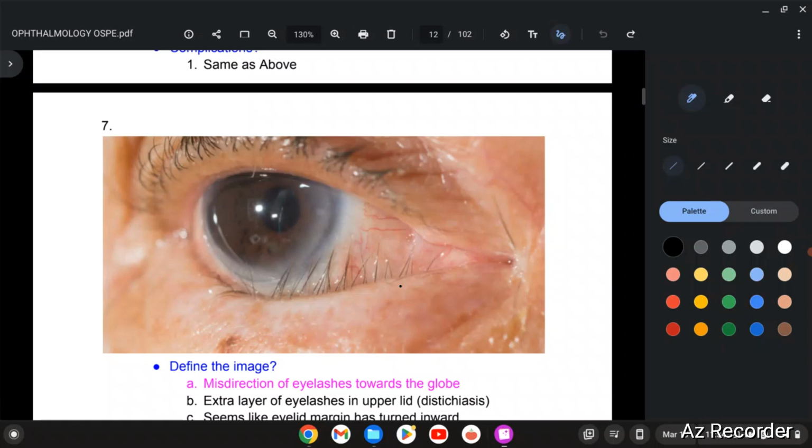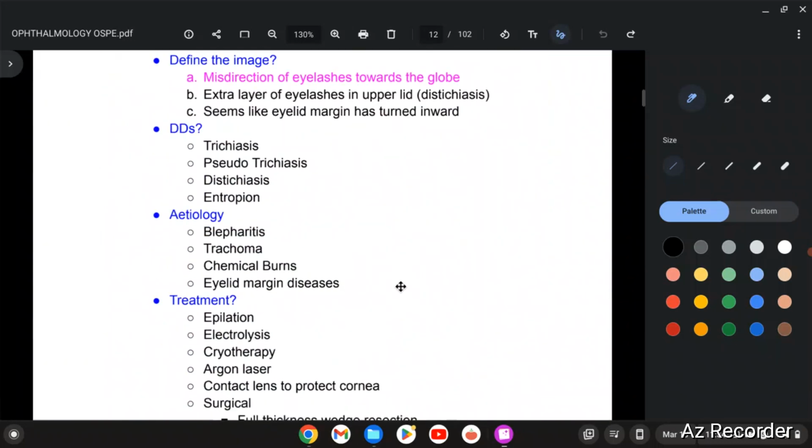Because there are two different conditions, okay? So let's talk about them first. I'm going to show you the lateral view of your eye. Suppose this is your eye, right? There's a condition in which your eyelid margin is at its place, only the eyelashes are turned inwards, right? Normally, eyelashes are like this, away from the globe. But if only the eyelashes have turned inwards, this condition is known as trichiasis.